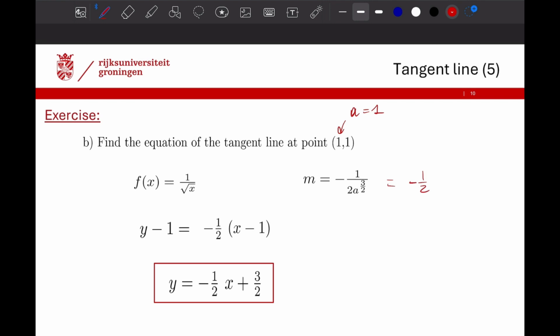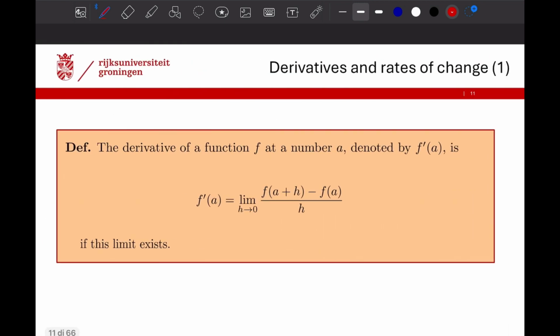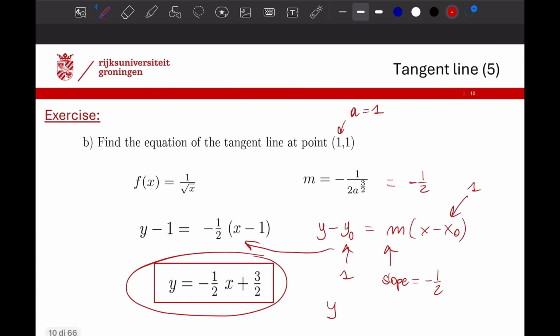And then I can just use very simply the equation of a line through a point. So that would be y minus y0 is equal to m times x minus x0. My y0 is the y coordinate of the point given, so this would be 1. This is my slope, which is -1 over 2, and this is the x coordinate of the point given, which is also 1. So this is the expression with everything plugged in, and then you can work it out and have this equation of the line.